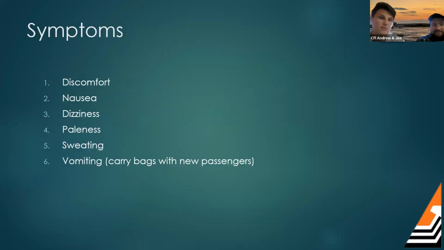So some of the symptoms that they're going to experience are discomfort, nausea, dizziness, paleness, sweating. Exactly what you would expect. Vomiting. Motion sickness. But the big one, vomiting. Carry bags with all new passengers, right? Always have that barf bag with you just in case. You always want to be prepared for it.